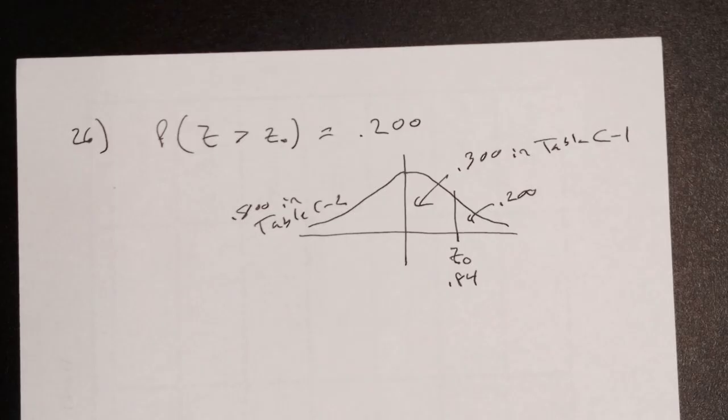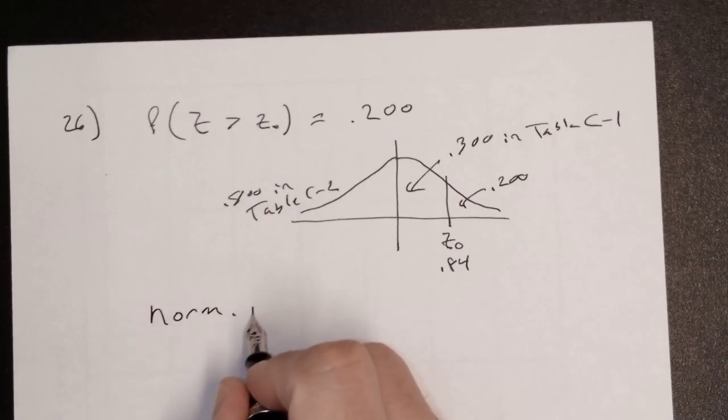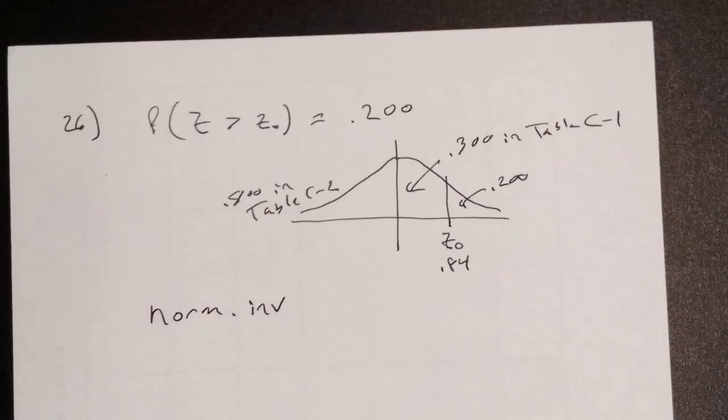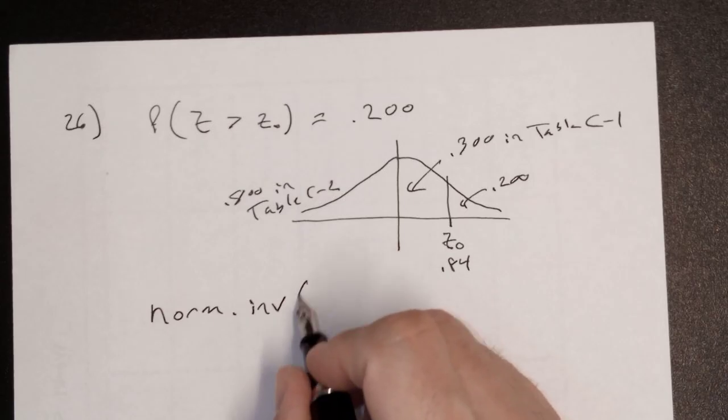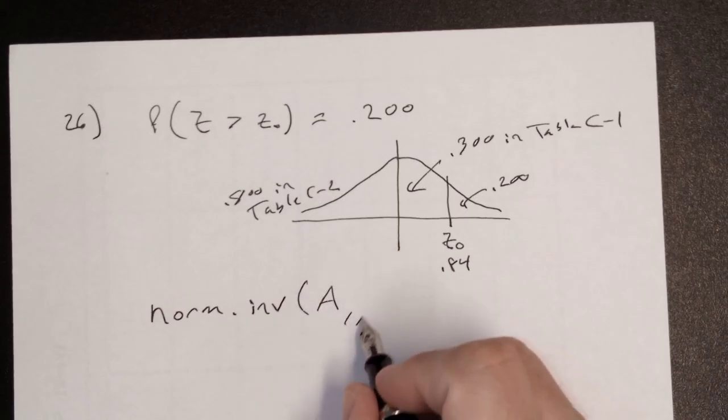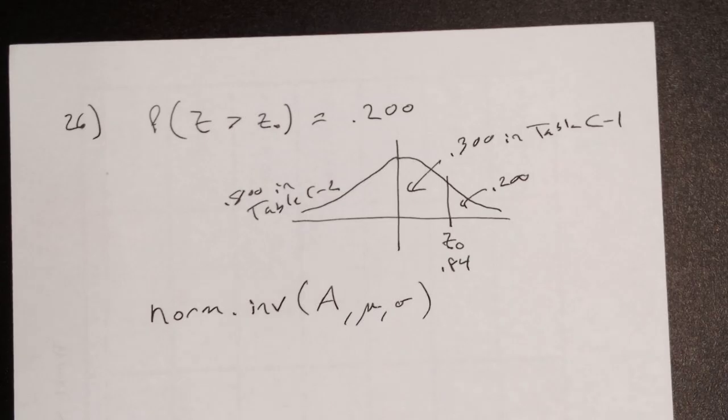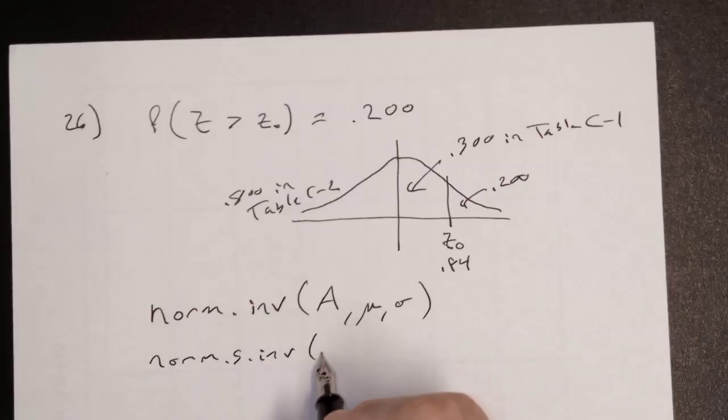In Excel, when we were asking for areas, we used the normal distribution command. Well, now since I'm working that backwards, I'm going to use the normal inverse command. And in Excel, that's actually the command. Normal inverse. You give it A, mu, and sigma. Now, we were using the standard table, so we could tell it to go normal. Oh, use the standard inverse, and then you only have to give it A.